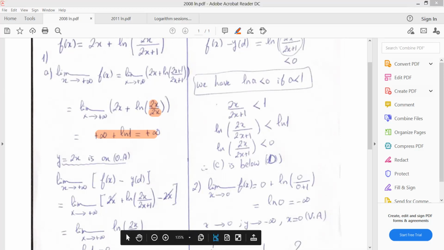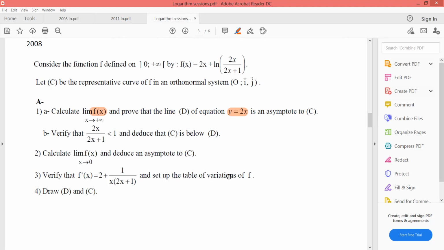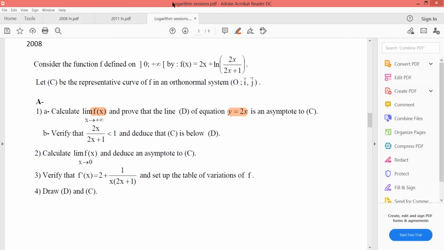Asymptote. How to prove the line y equals x is an asymptote? What's the next step? f(x) minus y(d), the limit as x tends to plus infinity. How much will be the limit? It must give zero. Zero.